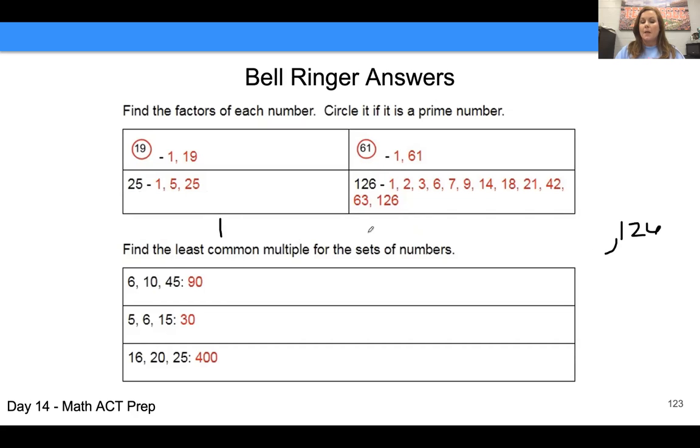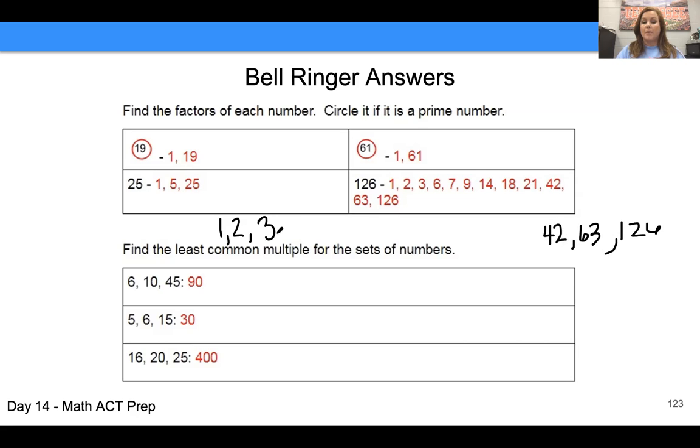I start with 126, I do bookends, I do the number 1, and I do the number 126 over here. And then I just count up from 1. From 1, then you go 2. Is 126 divisible by 2? Obviously it is. It is an even number, so that would be 63. Is it divisible by 3? Yes, it is. That ends up being, what, 42? So I put that here.